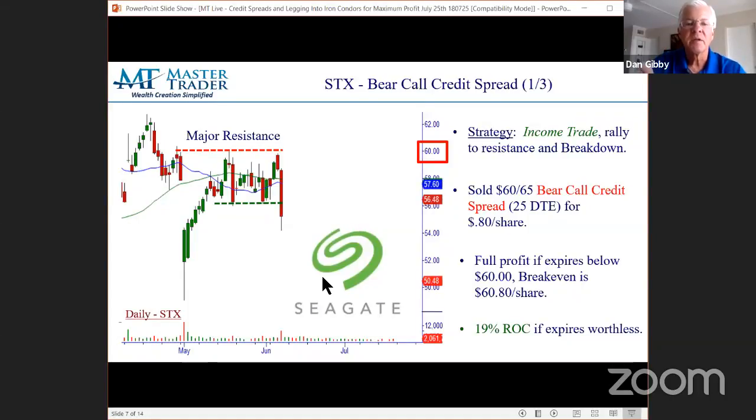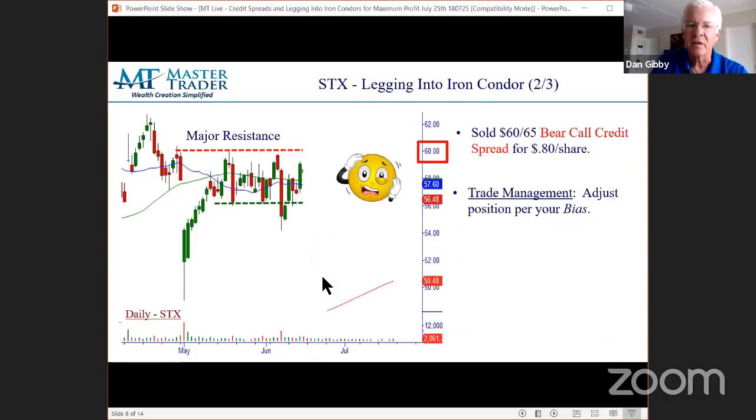Full profit, we're in the trade, is 80 cents a share. So on a 10 lot, which represents 1,000 shares of the underlying stock, that's $800 in our pocket. ROC is return on capital. I take that 80 cents a share, I divide it by the maintenance requirement of $4.20 a share, 19% return on my capital. We're in the trade.